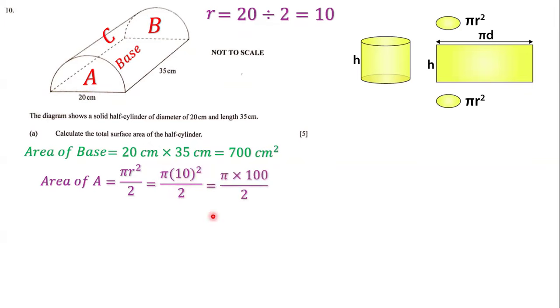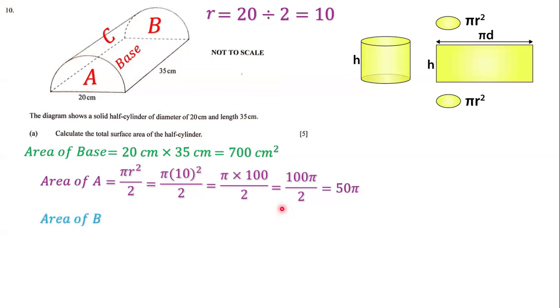Next, what do we have? What is r squared, or what is 10 squared? Well, 10 squared is 100. So we have pi times 100 over 2, and that's going to give us 100 pi over 2. And 100 divided by 2 is definitely 50, so we have 50 pi. So the area of A is going to be 50 pi.